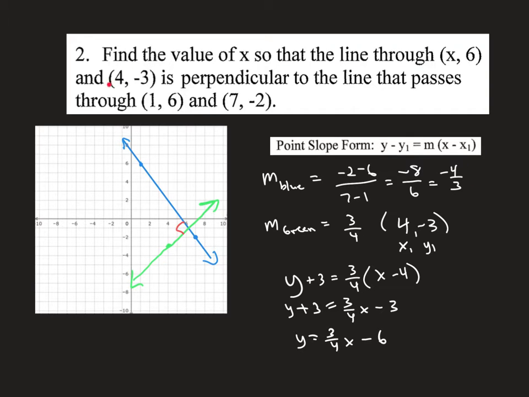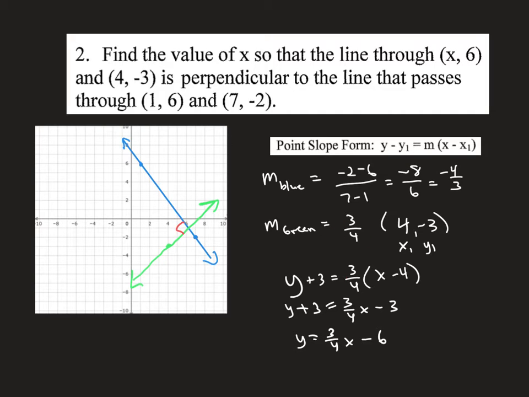Now our given point was (4, -3). That was one of the points on the green line. We don't truly know this other point just yet. So we take our -4/3, opposite reciprocal, gives us positive 3/4 because it's perpendicular. We're using the opposite reciprocal. And our point slope formula, so y minus y1 is y minus negative 3, y plus 3.